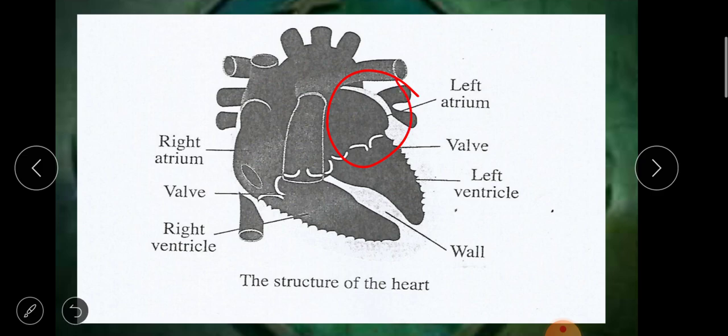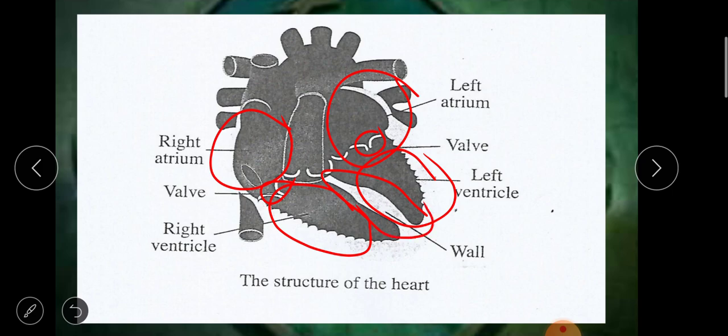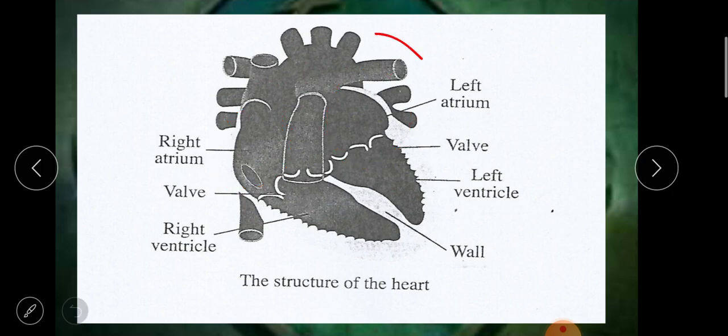Look, the left atrium, the right atrium, the left ventricle, and the right ventricle. And we have here the valve between them. And between the left side and the right side, we have the wall. And you can notice that there is a tube that extends from the heart. This tube is what we call blood vessels. So the blood vessels are tubes that the blood moves inside.